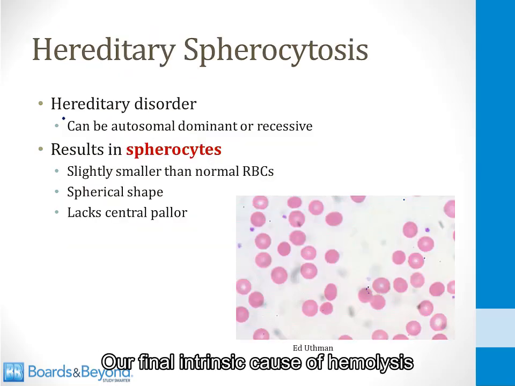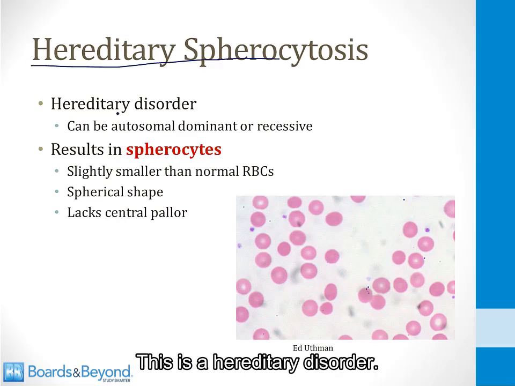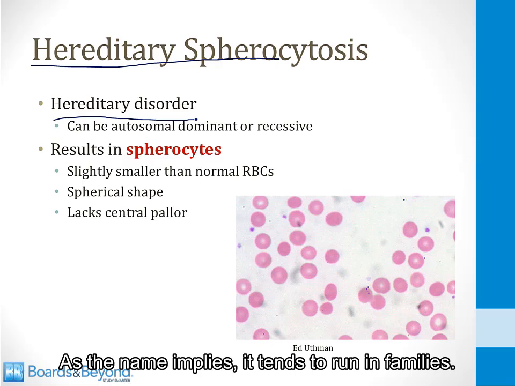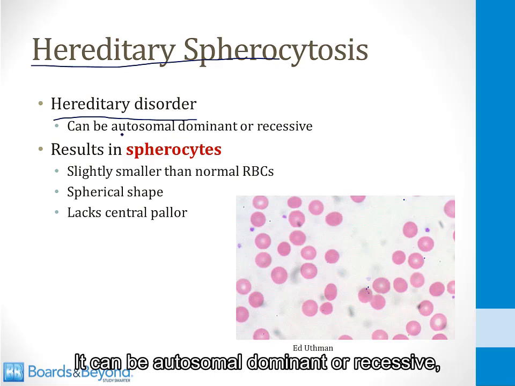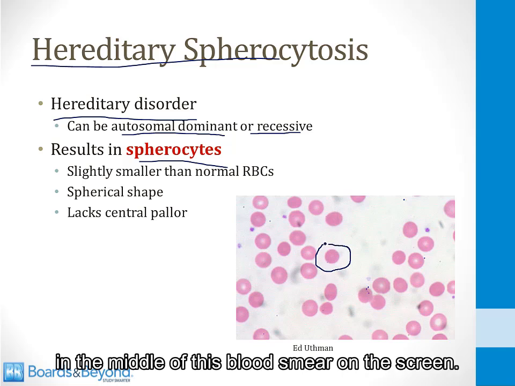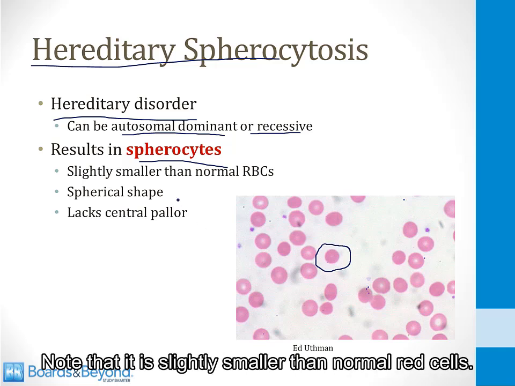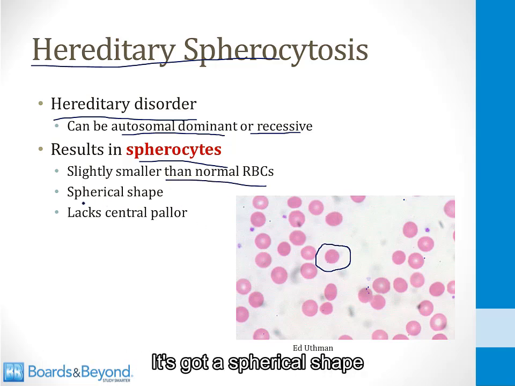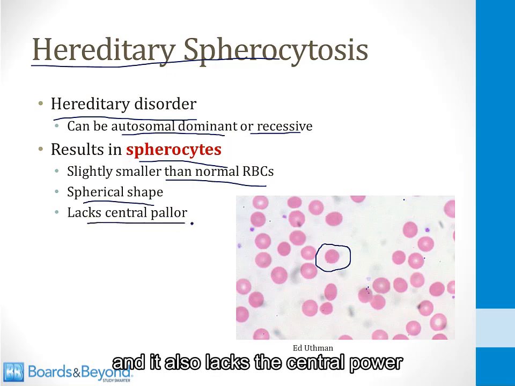Our final intrinsic cause of hemolysis that we'll discuss in this module is called hereditary spherocytosis. This is a hereditary disorder. As the name implies, it tends to run in families. It can be autosomal dominant or recessive, and it results in the formation of spherocytes. This is a picture of a spherocyte in the middle of this blood smear on the screen. Note that it is slightly smaller than normal red cells. It's got a spherical shape, and it also lacks the central pallor that you see in normal red blood cells.